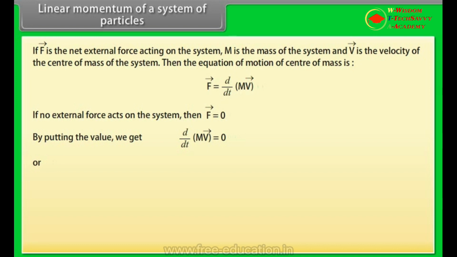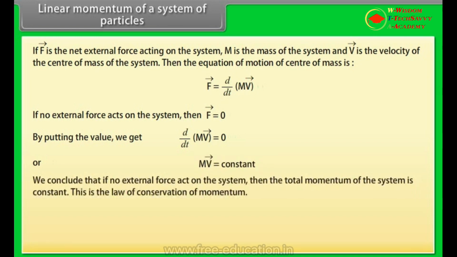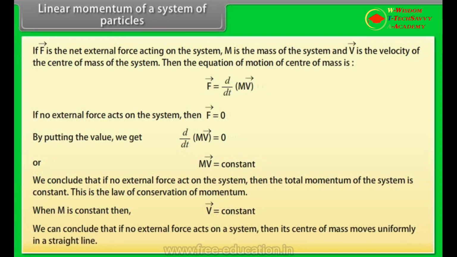This equation can be written as mv vector equals constant. We conclude that if no external force acts on the system, then the total momentum of the system is constant. This is the law of conservation of momentum. When the value of m is constant, then v vector is also equal to constant. We can conclude that if no external force acts on a system, then its center of mass moves uniformly in a straight line.